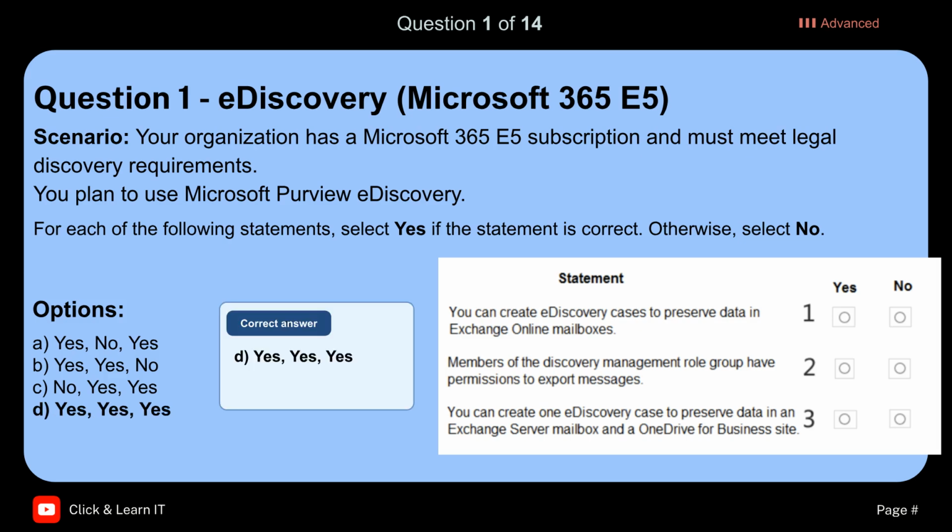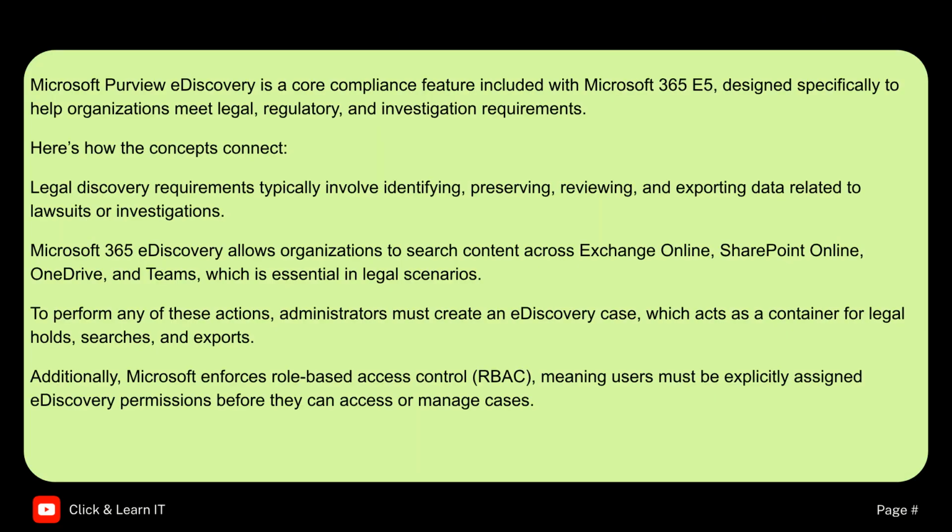The correct answer is D. Yes, yes, yes. All three statements about e-discovery capabilities in an E5 subscription are correct. Microsoft Purview e-discovery is a core compliance feature in Microsoft 365 E5, supporting legal holds, searching, and exporting data across various services. Role-based access control, or RBAC, is used to manage permissions.